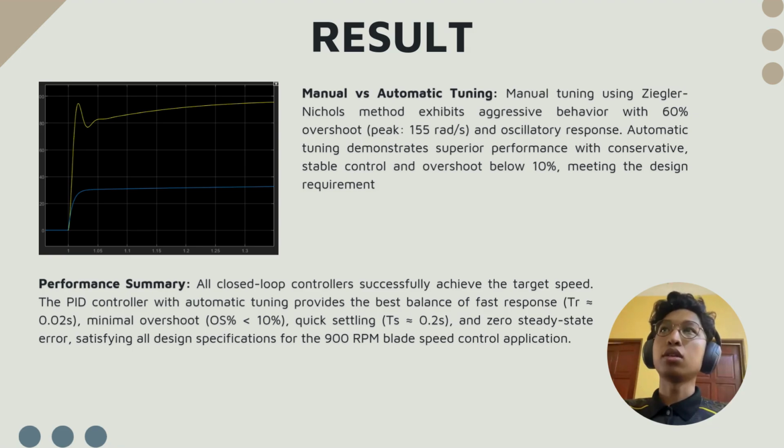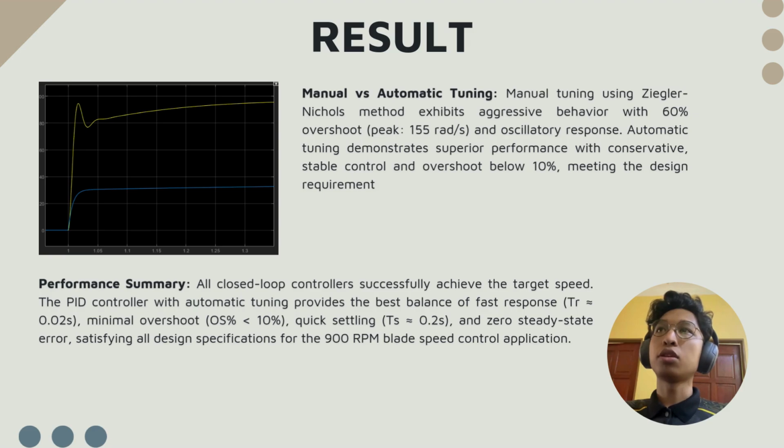For the third setting, I do the manual versus automatic tuning. The manual tuning uses the Ziegler-Nichols method, with aggressive behavior, 60% overshoot, a peak of 155 radian per second, and an oscillatory response. The automatic tuning demonstrates superior performance with conservative, stable control and overshoot below 10%, meeting the design requirement.